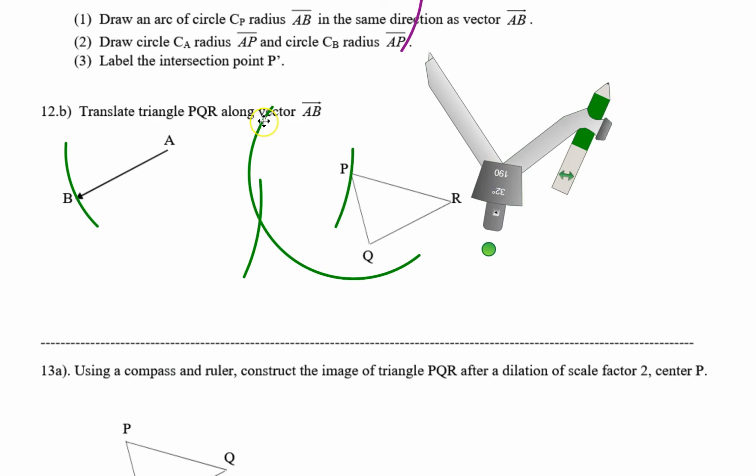Now I said that P prime would end up being on this arc. I measured the distance from A to P, made a copy mark, and copied that from B to this arc. So where it intersects, that's our P prime. Okay, and I would do the same thing with Q and R and end up with a triangle. So keep watching to see how the rest of this turns out.